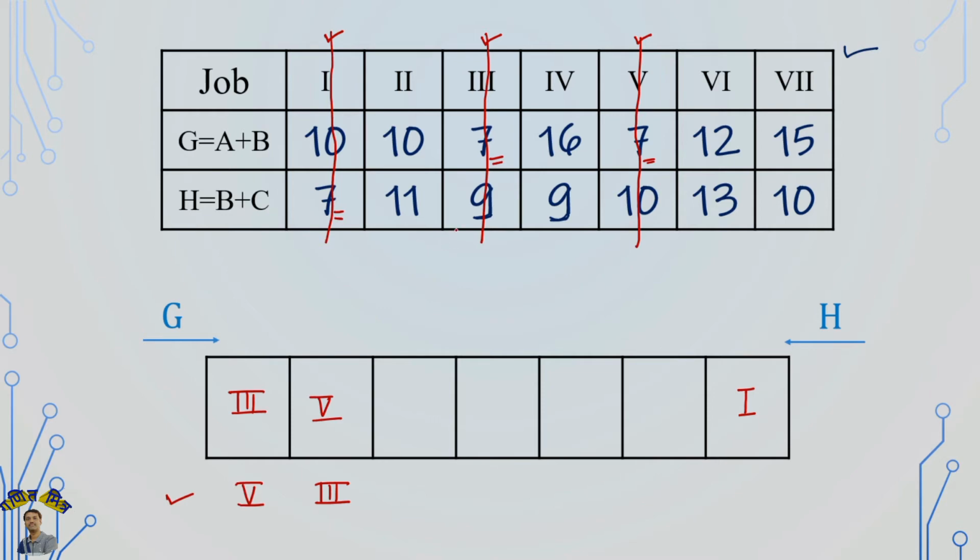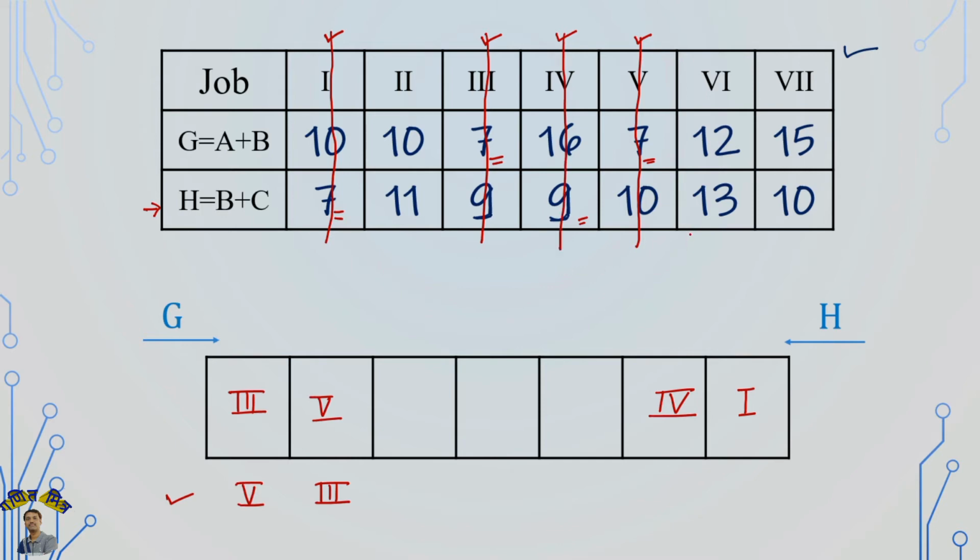Now the problem is reduced to only 4 jobs. Among these 4 jobs, the minimum value is 9 and it corresponds to job 4, but it is for the H machine. So I'm going to write H means from this side, the right side. So job 4 here. Okay.